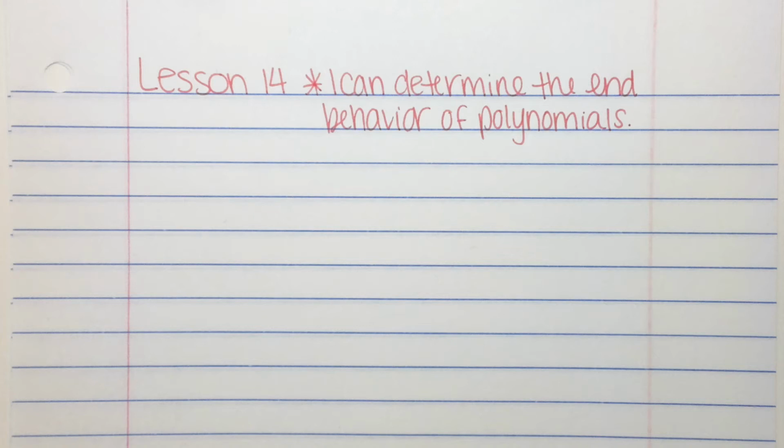Okay, today we're going to look at lesson 14, and our I can statement or learning objective is: I can determine the end behavior of polynomials. So we're continuing on with our talk of polynomials in Unit 5, and we're going to look at end behavior. And so we're going to look at the vocabulary, and then we're going to make a little chart, and then we're going to do some examples together.